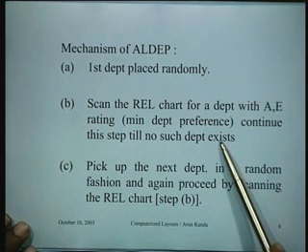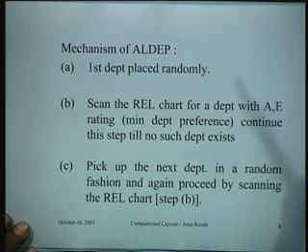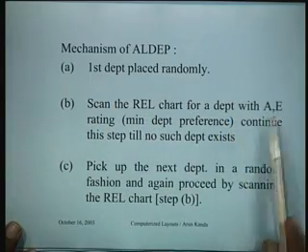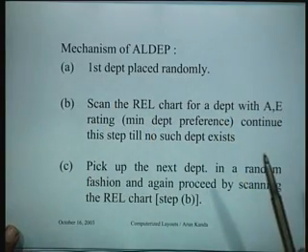So what happens really is that you place the first department at random, and then you pick up another department which has a closeness rating. That means when you are trying to locate friends in a hostel, you locate the first person randomly, and then you pick up a second person who is very friendly with the first person and place him next, and then again put the next person who is very friendly, and the friendliness here is determined by the ratings A or E on an REL chart.